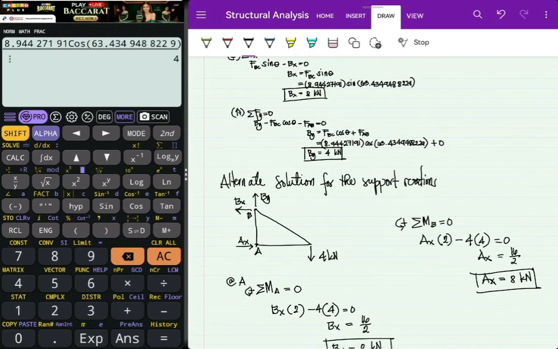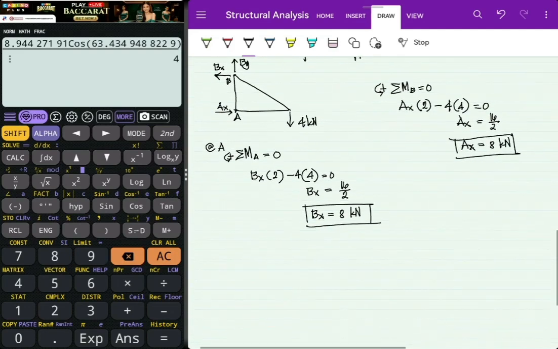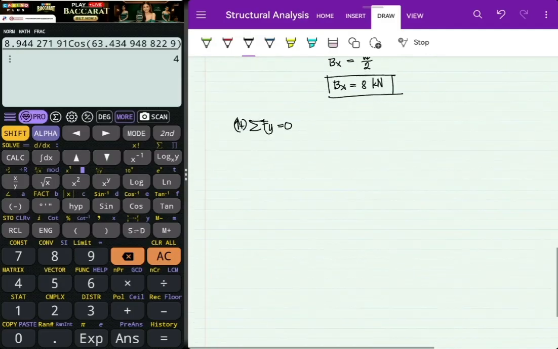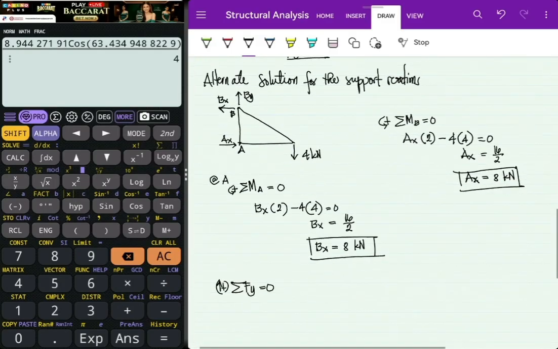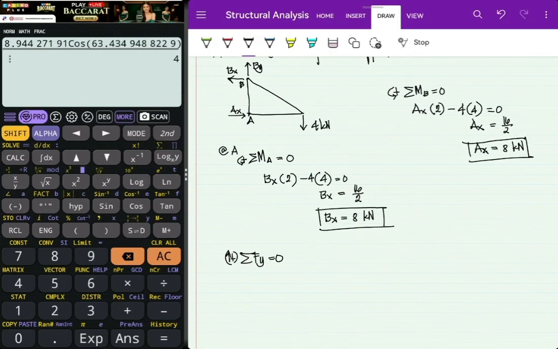And then for our B sub y 4 kilonewtons, we simply say summation of forces y is equal to 0, assuming going up positive. Now for this structure, there are only two vertical forces, and that is b sub y going up and 4 kilonewtons going down. So this is b sub y is equal to 4 kilonewtons.